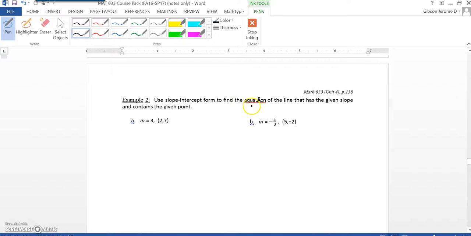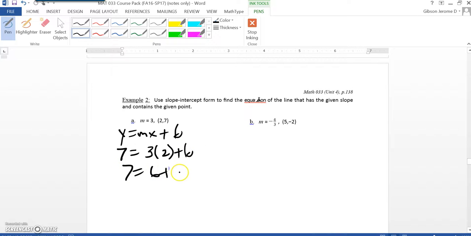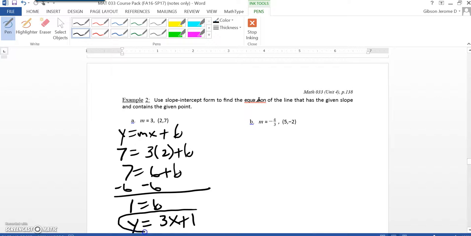It says use slope-intercept form to find the equation of the line that has the given slope and contains the given point. So we would do this the same way we did before, with y equals mx plus b. Our y value here is 7, our slope is 3, and our x is 2. So we have 7 is equal to 6 plus b. We'll subtract 6 on both sides, and 1 is equal to b. So now we will write our equation. y is equal to 3x plus 1. So our final answer here is y equals 3x plus 1.